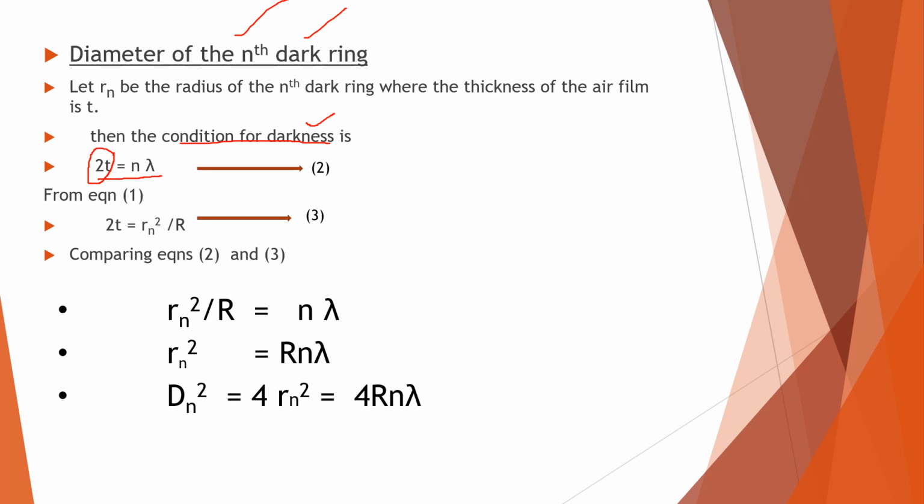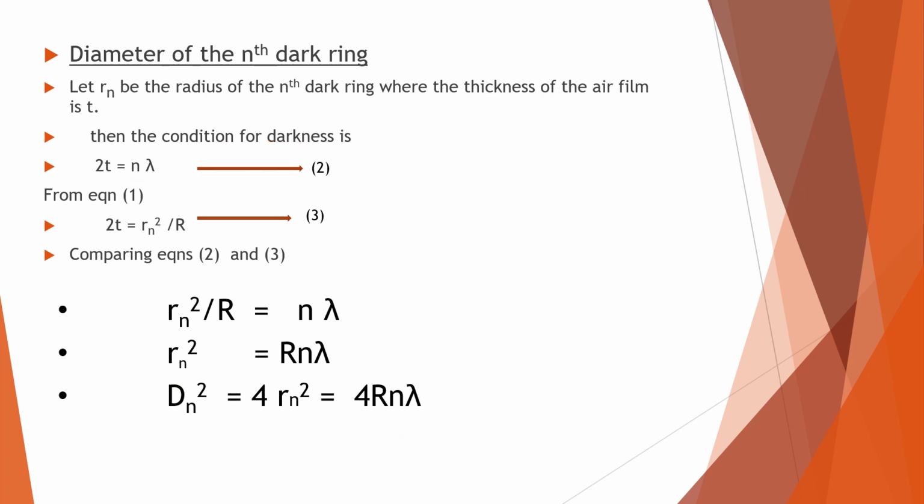So 2 mu t is equal to n lambda, or 2t is equal to n lambda by mu. So mu will come in the denominator. In the final expression also, mu comes below lambda. That is, the expression for the dark ring becomes 4Rn lambda by mu. That means the diameter decreases.